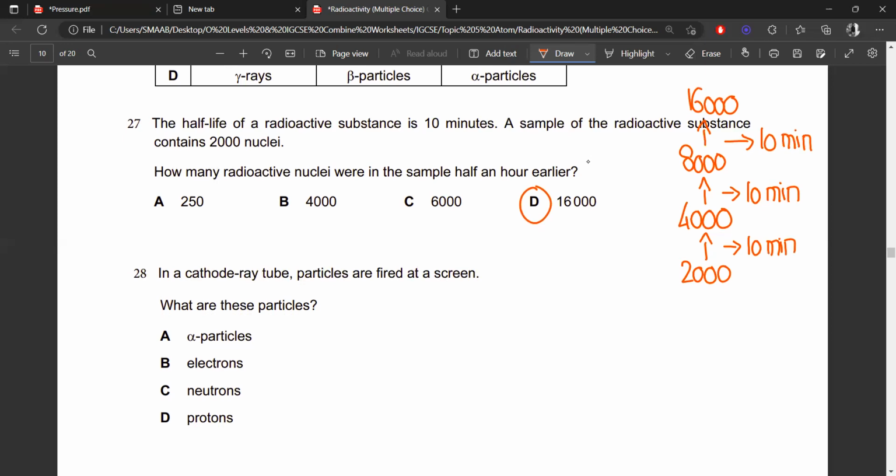Okay, question number 28. Electrons? Yes, electrons.